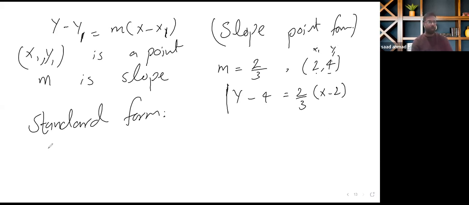And this is the standard form. Let's say ax plus by equals c. A and b are the constants, the numbers, coefficients, and x and y are the variables. So this is the standard linear form, standard form of a line. Let's just try some.